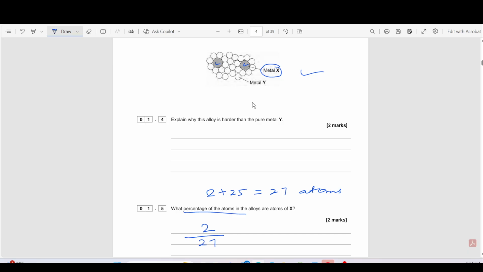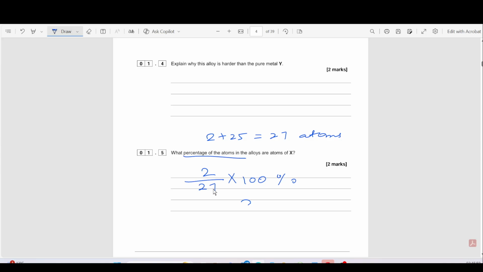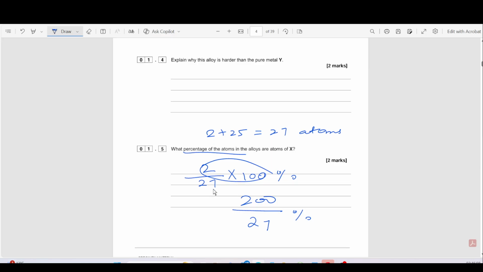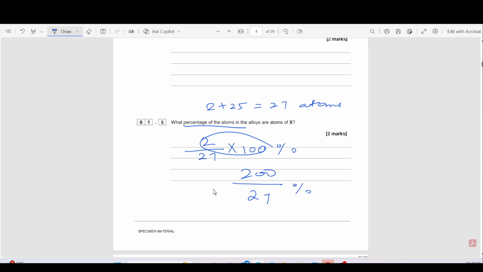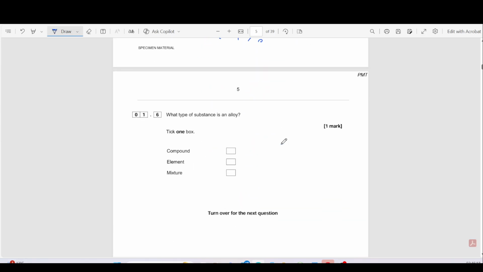Okay, and to convert any fraction into a percentage, we multiply it by 100. If we just do the calculation, 2 times 100 is 200, over 27. So if we divide 200 by 27, that would be 7.4 something percent. So this much percent is the atoms in the alloy.